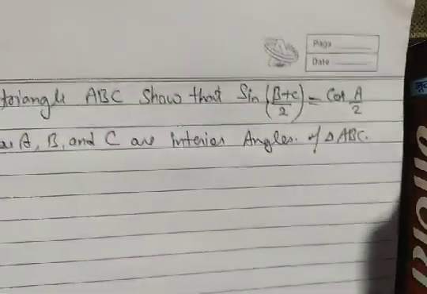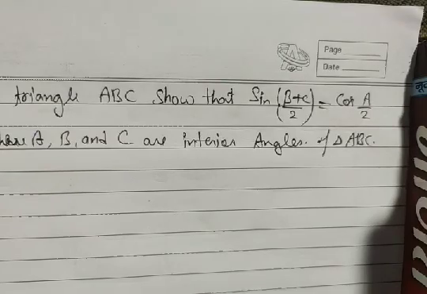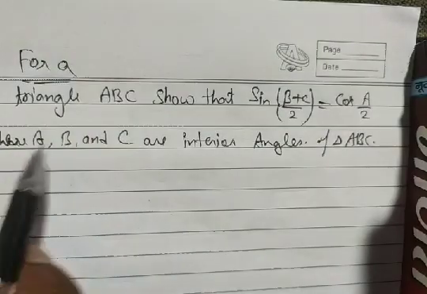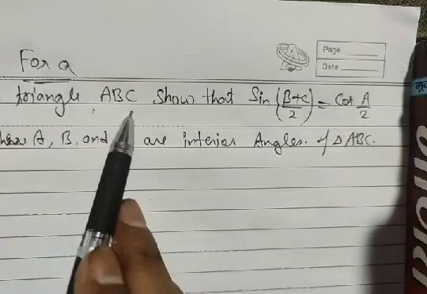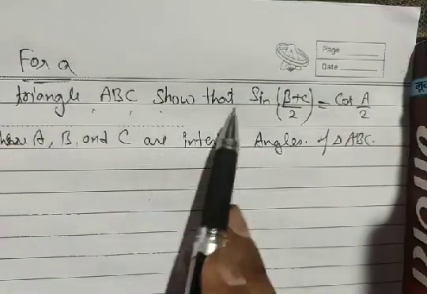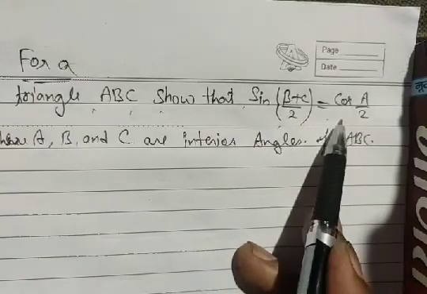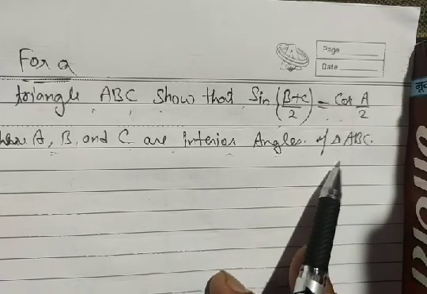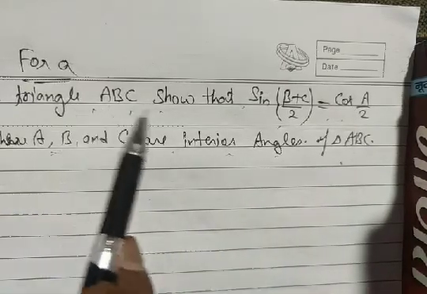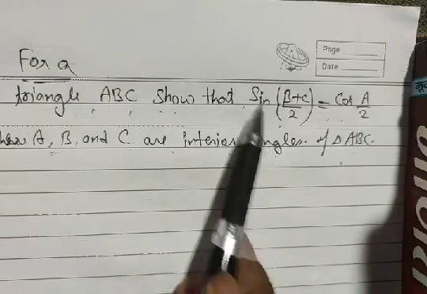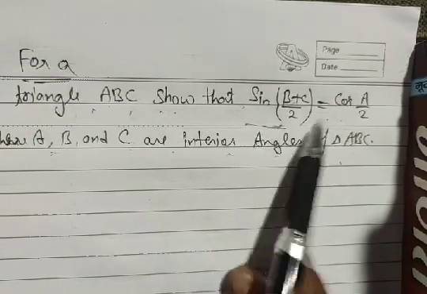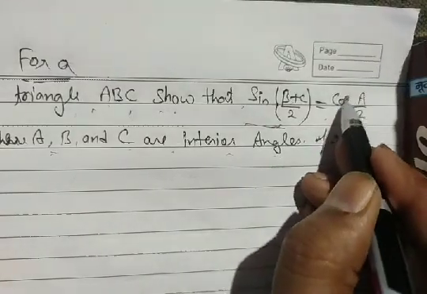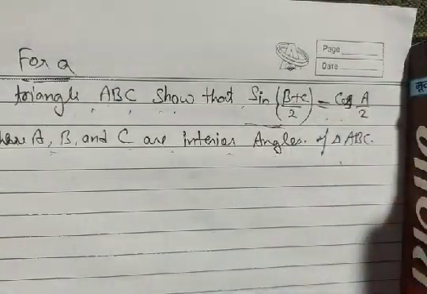Now we move to another problem. What do we have? For a triangle ABC, we have to show that sin((B + C)/2) is equal to cos(A/2), where A, B, C are interior angles of triangle ABC. We have to prove cos A by 2.